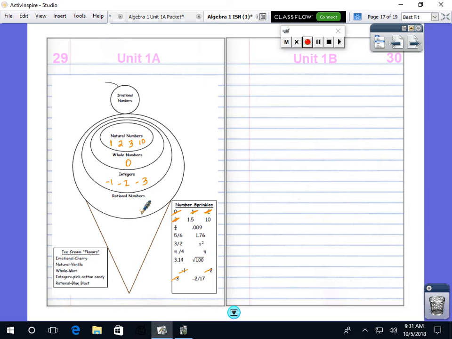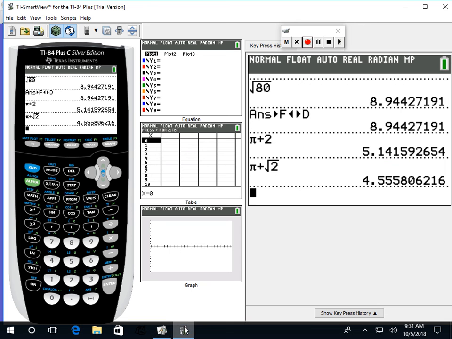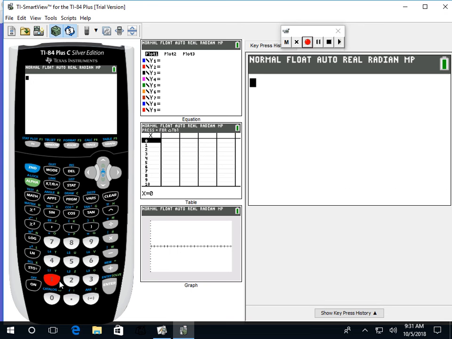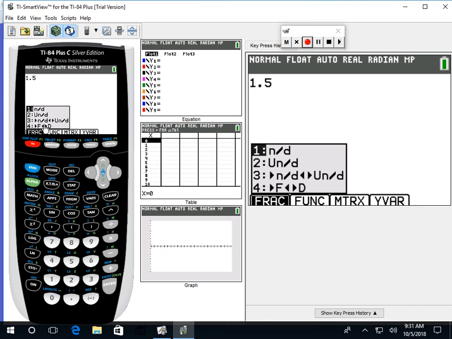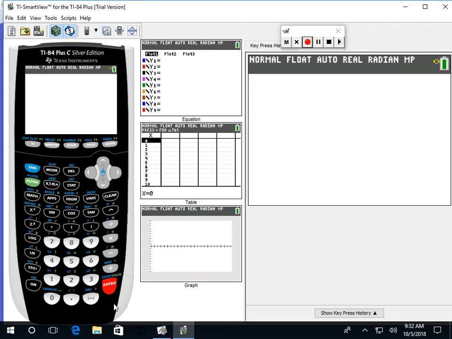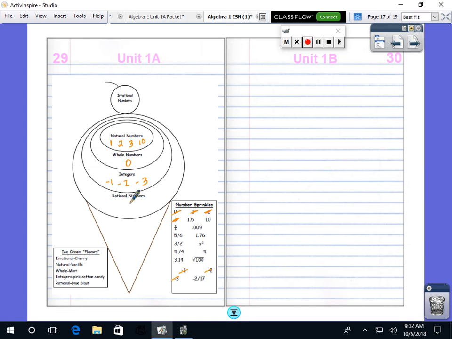Now, rational numbers are no longer just whole numbers. Rational numbers can be a fraction. So like 1.5, is that a fraction? Well, it may not be written in one right now, but look, if I do 1.5 on my calculator and then I do alpha y equals number 4, which will take a decimal and turn it into a fraction, it can be a fraction. So 1.5 is rational because you are able to make it a fraction.